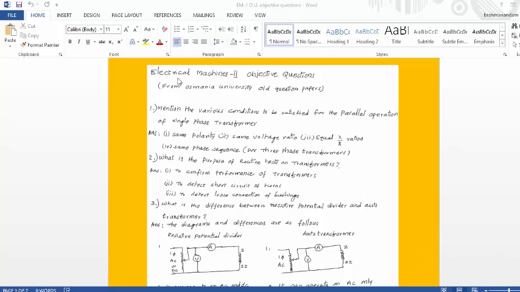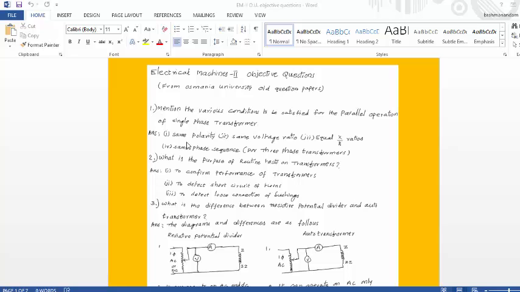Hello everybody. Today we will discuss electrical machines objective type questions. These questions were given in the old question papers of Osmania University. First question: mention the various conditions to be satisfied for the parallel operation of single phase transformer.